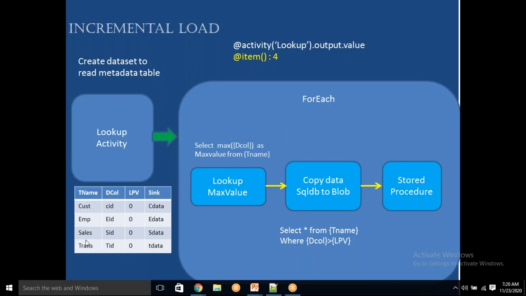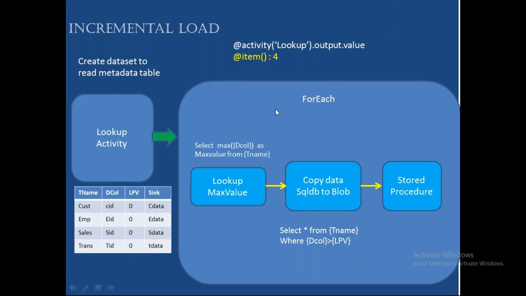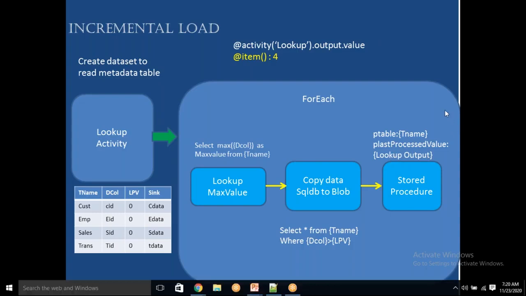In the same way for the trans table also the same thing is going to happen. I hope everybody is clear. See, so you need to pass two things to the stored procedure. One is the table name, second one is the lookup output, meaning this output as a last processed value. Clear to all of you?